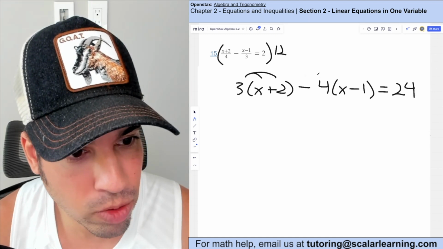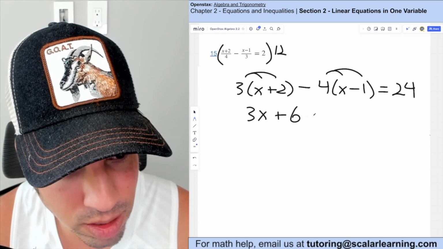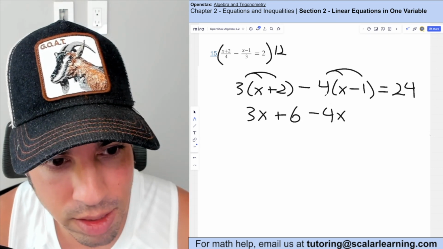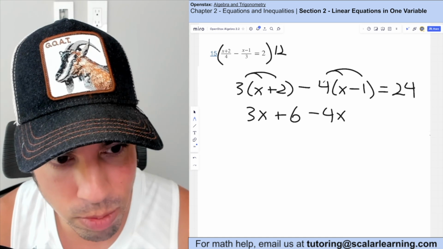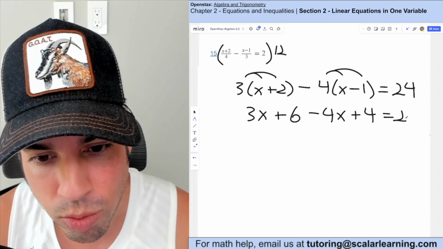Now I'm going to distribute these constants like so. So it becomes 3x plus 3 times 2 is 6, minus 4x. And that minus sticks to the 4 as it distributes. So negative 4 times negative 1 is positive 4, equals 24.